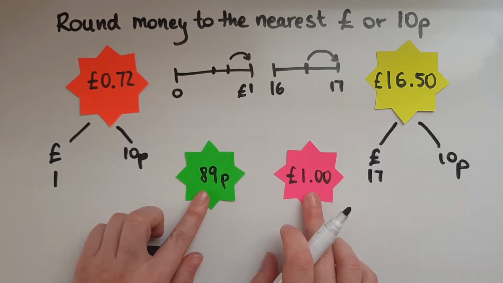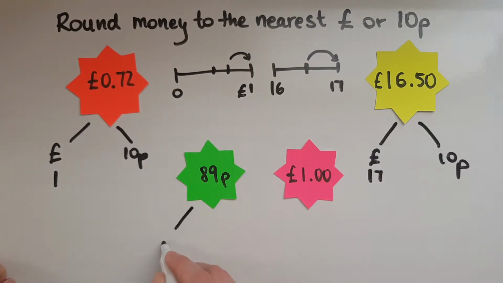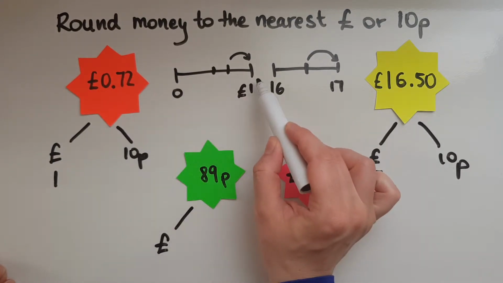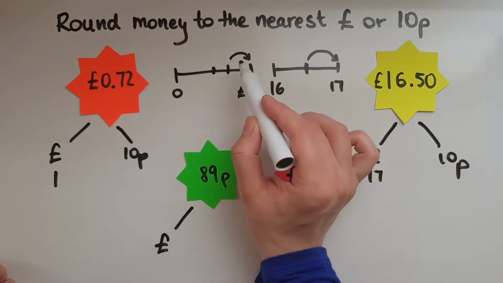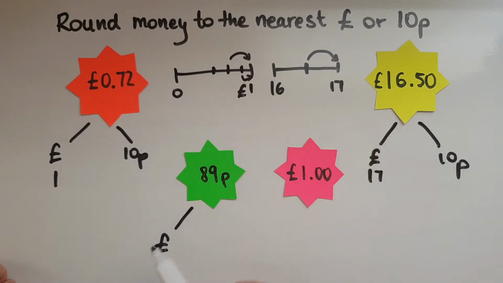What is 89 pence to the nearest pound? Now, again, this stands between 0 and a pound. So 89 is probably here and it's very close to a pound. So we'll round it up. So the answer would be 1 pound.